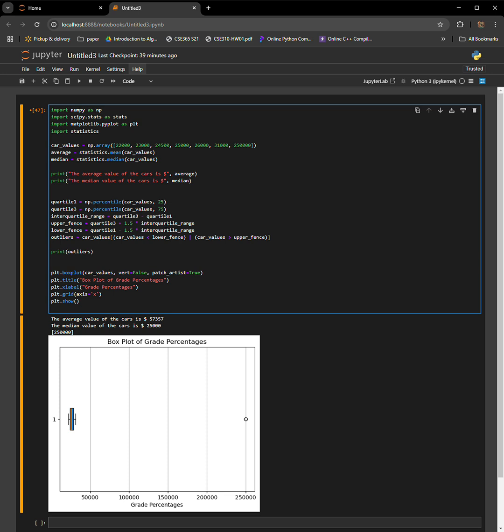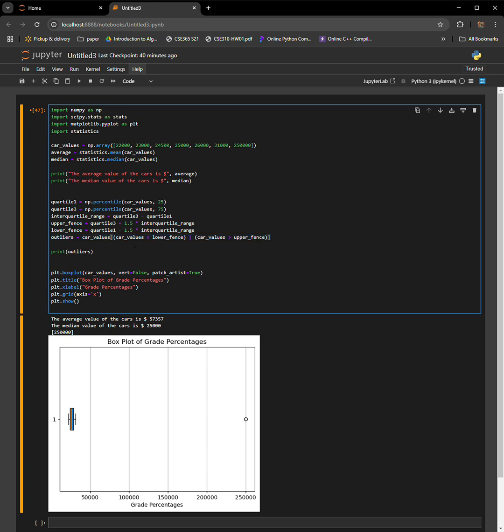And then from there you can find the upper and lower fences, which is found by taking the upper fence is found by taking the third quartile and you add it to 1.5 times the interquartile range. The lower fence is the opposite of that. You take the first quartile and subtract it by 1.5 times the interquartile range. And then here is just a way of grouping all your outliers.